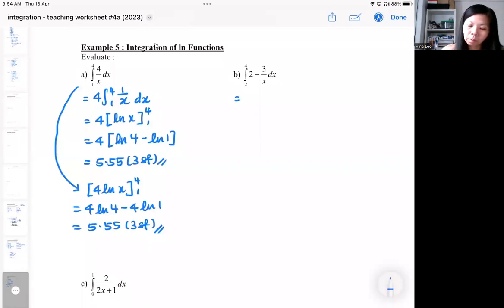So this one, integrating 2 is a 2x. Integrating this will be minus 3 ln x. Okay, so if you can do it direct, you can just do it this way, and then do a top minus bottom.